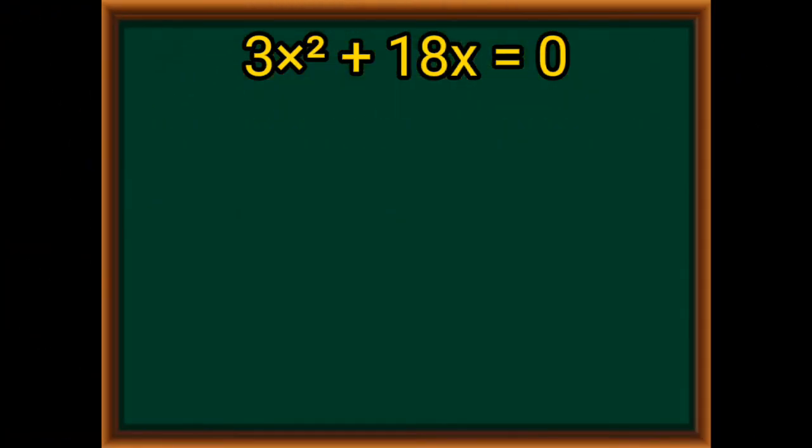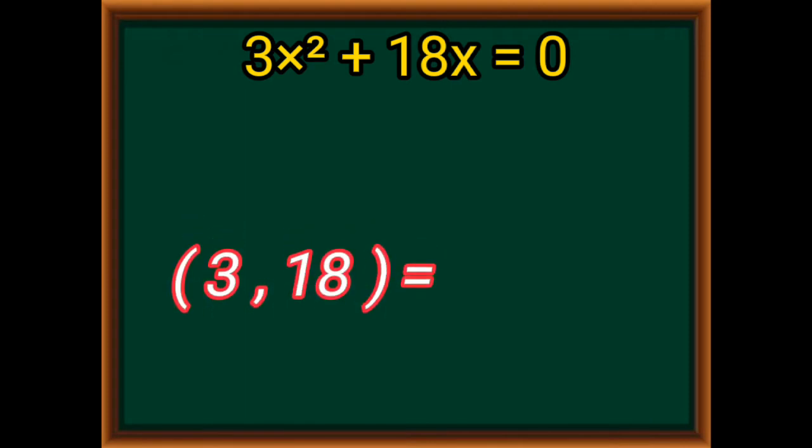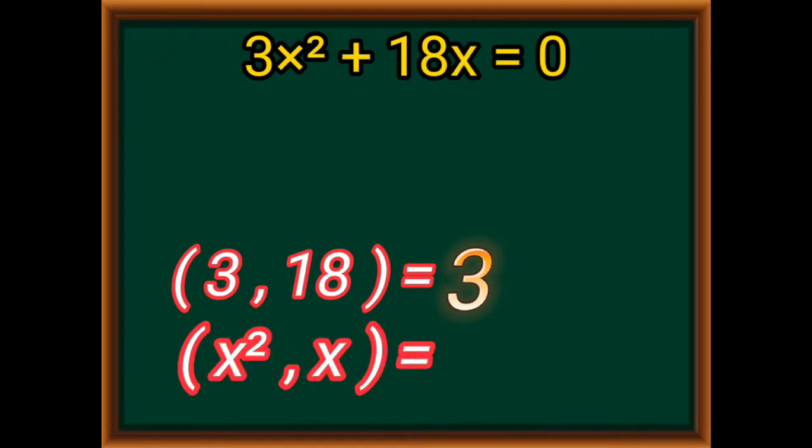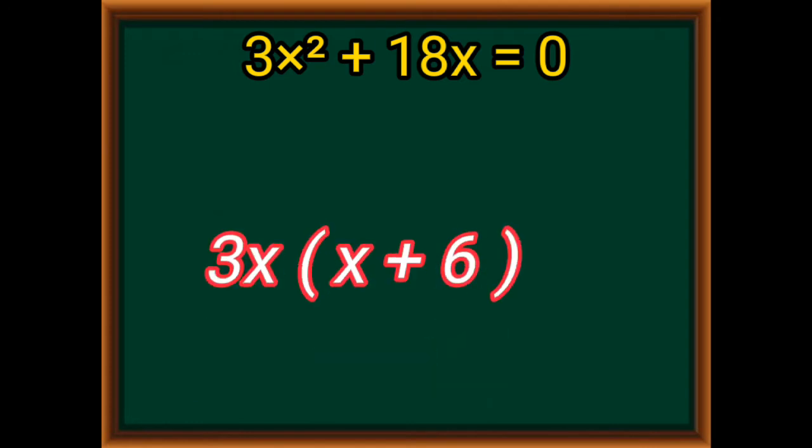The first thing we will do is take the greatest common factor of 3x squared and 18x. The greatest common factor, or GCF, of 3 and 18 is 3. When we take the greatest common factor, we take the lowest exponent. So our only common factor now is x. That's why the greatest common factor of 3x squared and 18x is 3x.